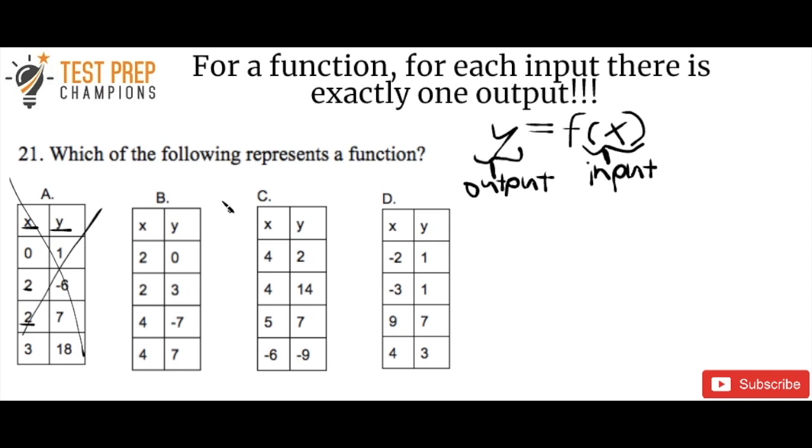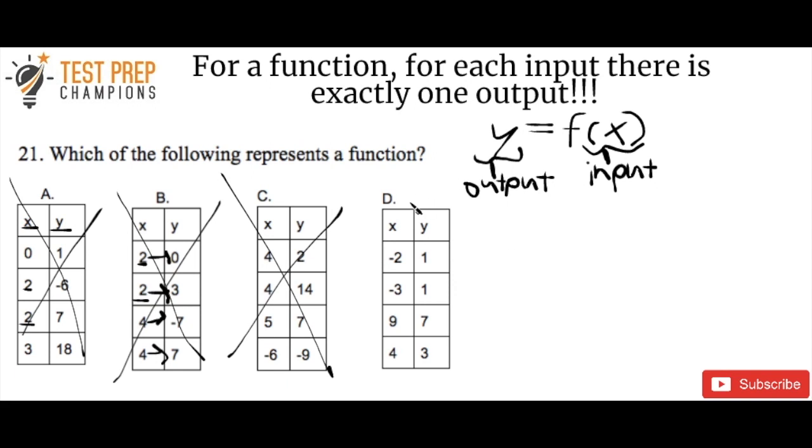All right, so B is extremely wrong, because look, you have 2 that corresponds to 0, and you also have 2 that corresponds to 3. Doesn't make any sense. This is not a function. 4 can't correspond to -7 and 7, because for each input, there would have to be exactly one output. So B is not a function. Same with C. You have an input of 4, output 2, and input 4, output 14. You can't have that, because for each input, there's exactly one output.